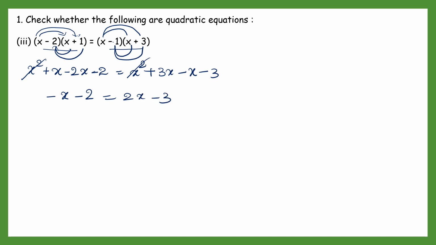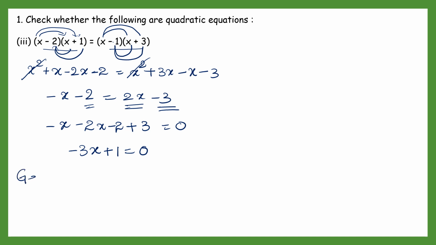Let's get all the terms to left side. Minus x here as it is, this 2x, if it comes to left side it will become minus 2x, minus 2 as it is here, and then minus 3 it is on right side, if it comes to left side it will become plus 3. So minus x minus 2x will get minus 3x, minus 2 plus 3 is plus 1 is equal to 0. We are able to solve this equation now.